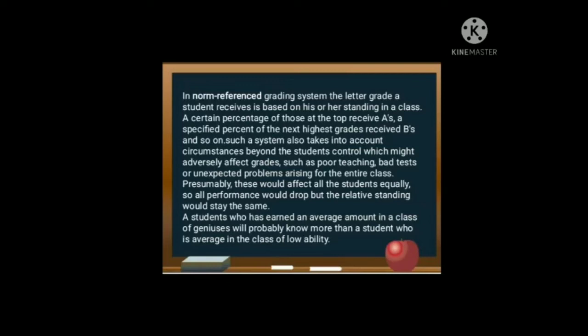Such a system also takes into account circumstances beyond a student's control which might adversely affect grades, such as poor teaching, bad tests, or unexpected problems arising for the entire class. Presumably, this would affect all the students equally, so all performance would drop but the relative standing would stay the same. A student who has earned an average amount in a class of geniuses will probably know more than a student who is average in a class of low ability.